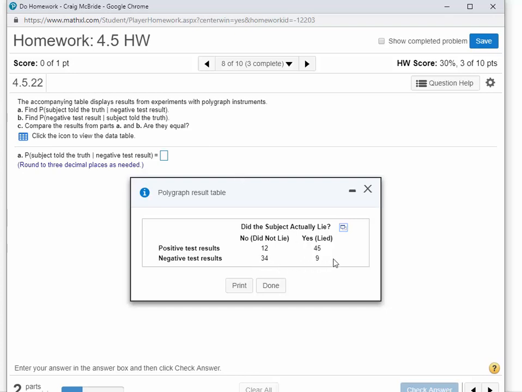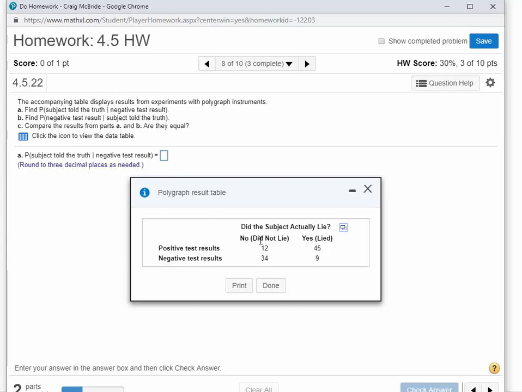So a negative test result means you're looking at the bottom row, which is 43 people. Out of those 43 people, how many told the truth, right? Did not lie? 34. 34 out of 43, make it 3 decimal places. Negative test result given they told the truth.